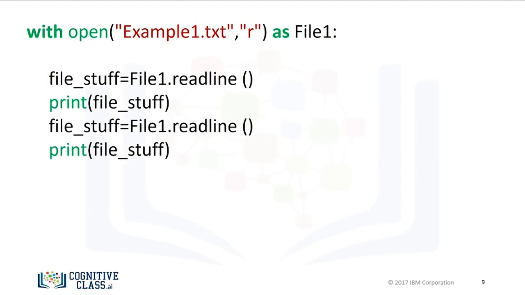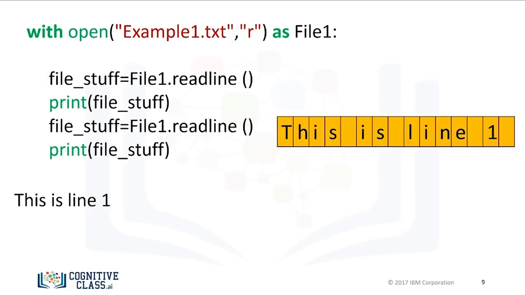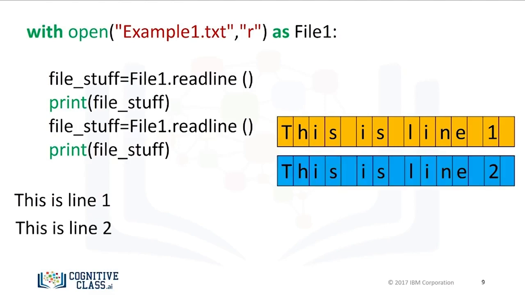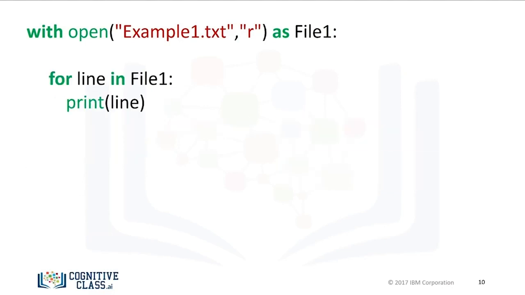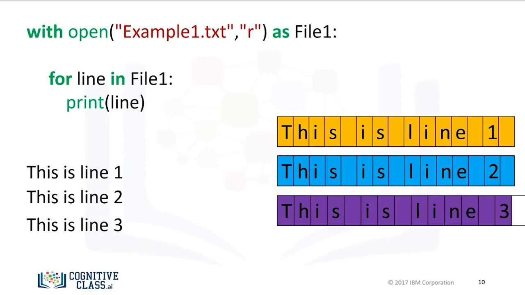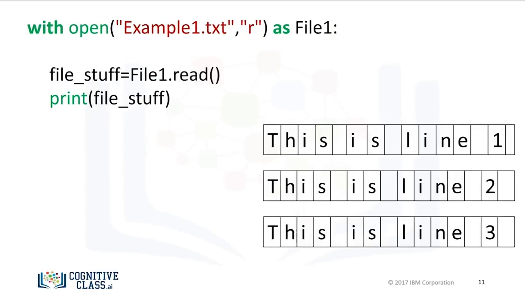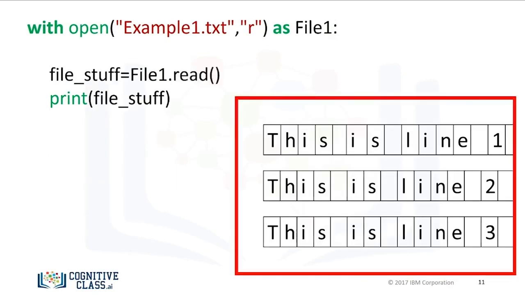We can use the method readLine twice. The first time it's called, it will save the first line in the variable file_stuff, and then print the first line. The second time it's called, it will save the second line in the variable file_stuff, and then print the second line. We can use a loop to print out each line individually as follows. Let's represent every character in a string as a grid.